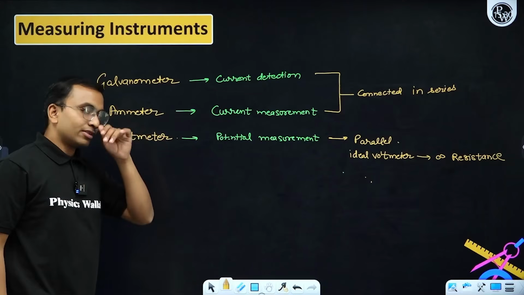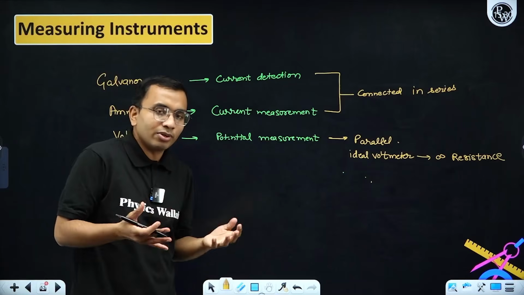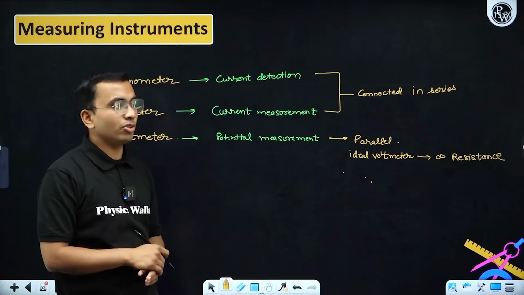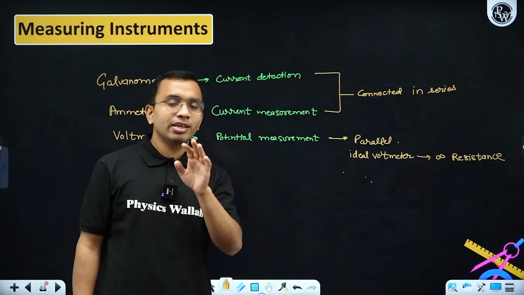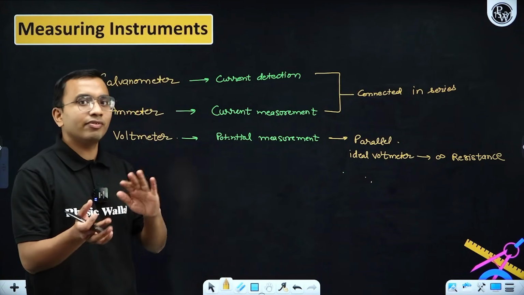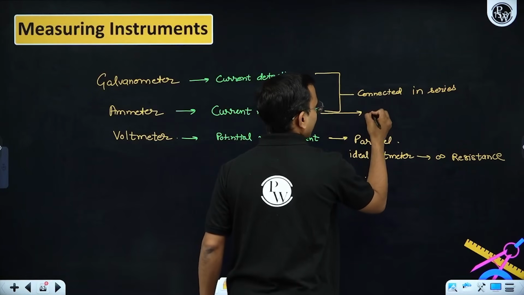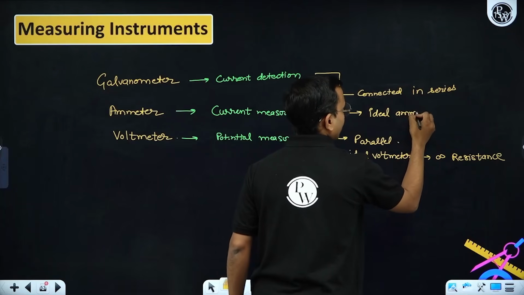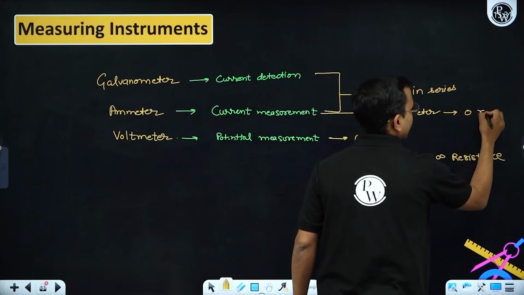Ideal ammeter means zero resistance, then only the current will not change, because ammeter is in series. So ideal, that should be zero. For galvanometer I am not talking about ideal, because we are using galvanometer generally for current detection. Just we need deflection there. That is the main concern there. So for ideal ammeter, zero resistance.